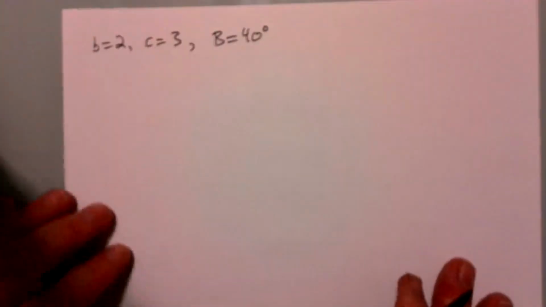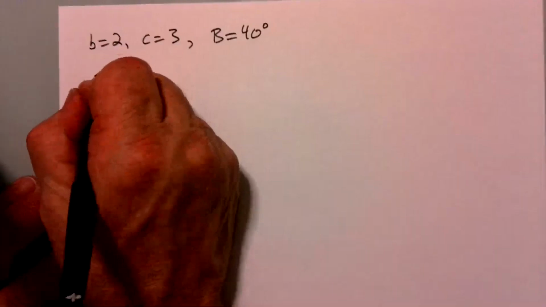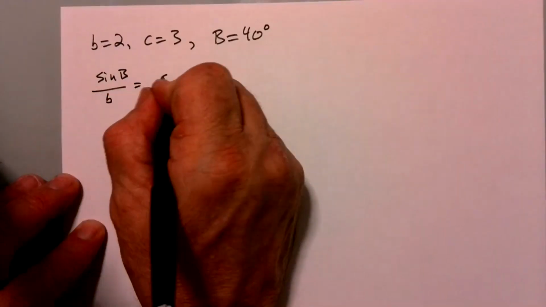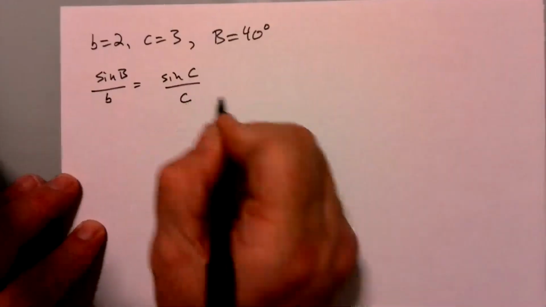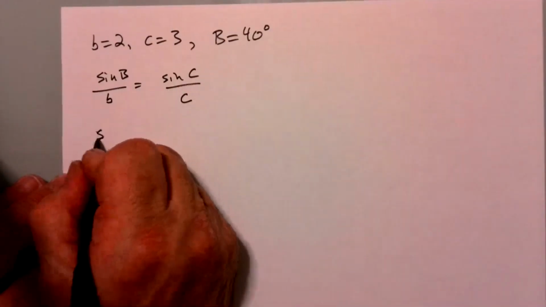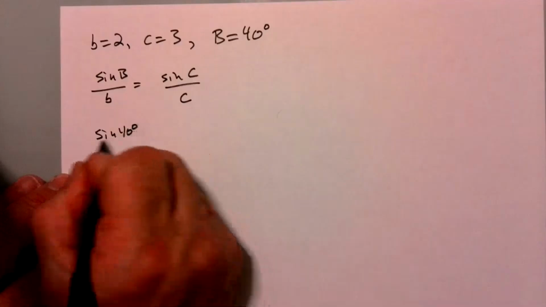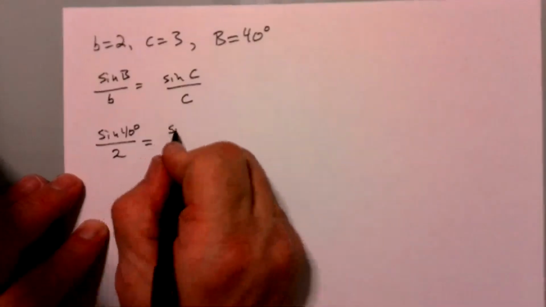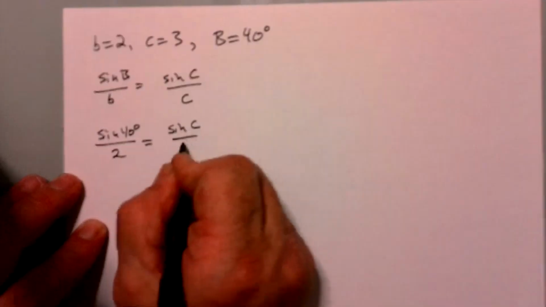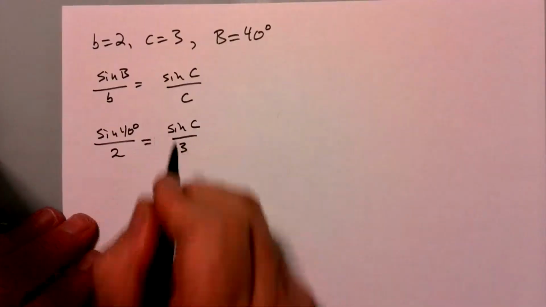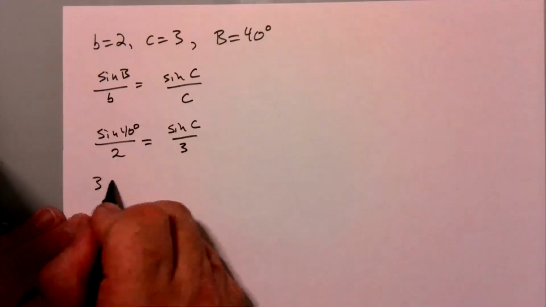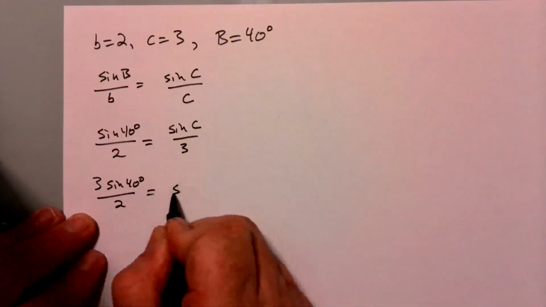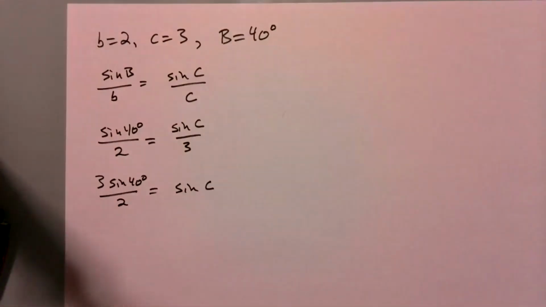So I'm going to pass on drawing the triangle this time. We're going to go straight to the law of sines. Sine B over little b is sine C over little c. Sine 40 degrees over little b, which is 2, is sine C over little c, which is 3. That's what we're going to find. Multiplying both sides by 3, 3 times sine of 40 degrees over 2 equals sine C.